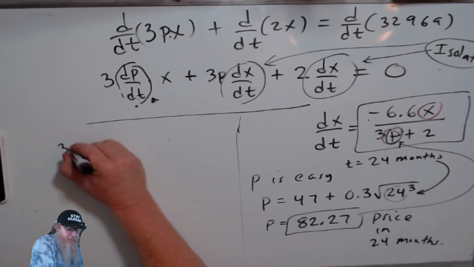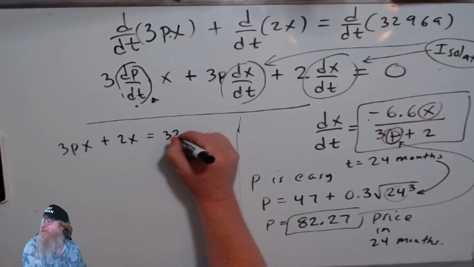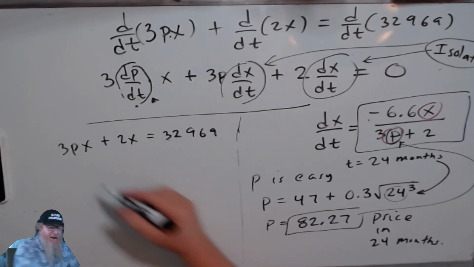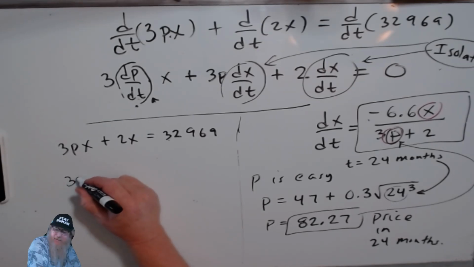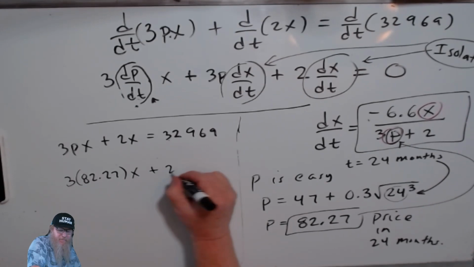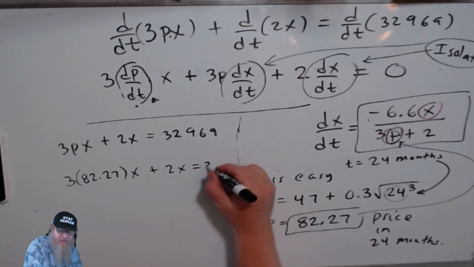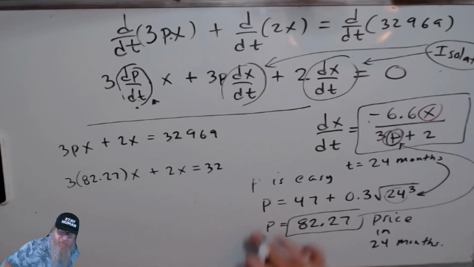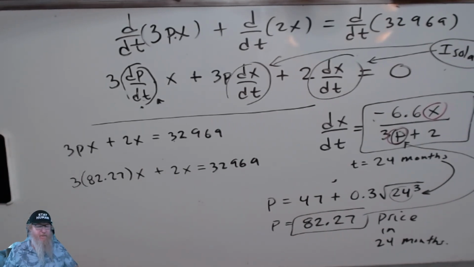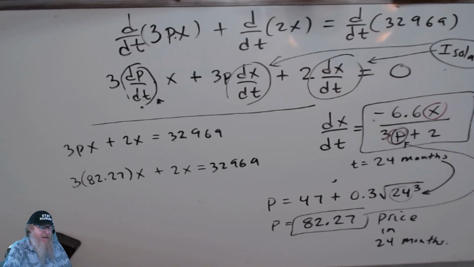So we've got 3px plus 2x equals 32,969. We have a price, 82.27. And we have an x that we can solve for. This looks much more complicated than it is. We're just going to add these together.